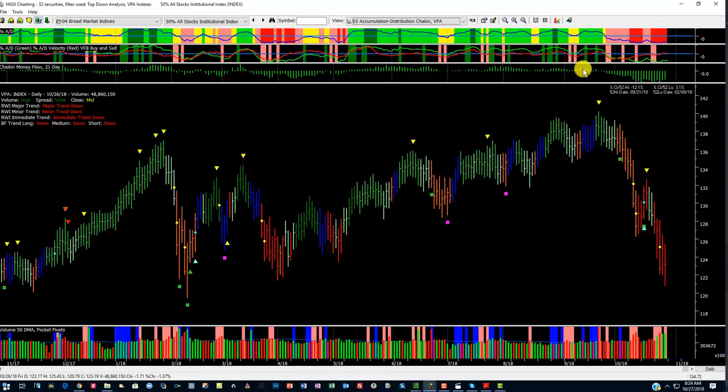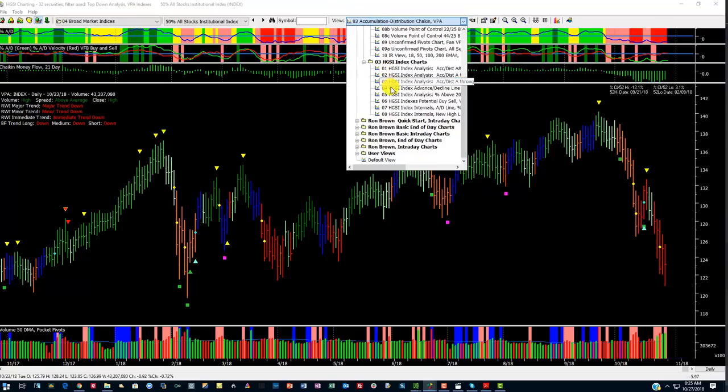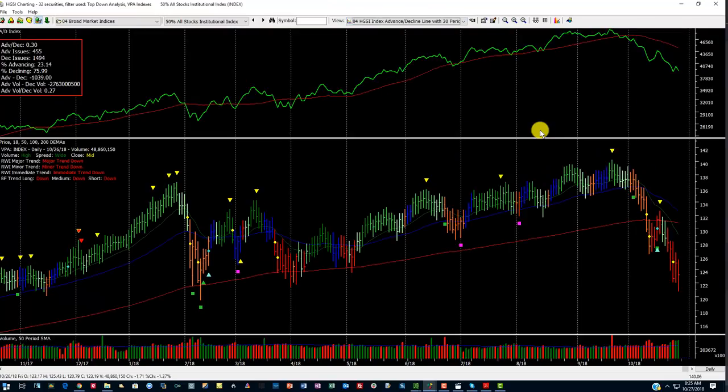This adds chicken money flow. You can see money has been flowing out of these stocks, and once again, this shows you the distribution at D or E, I'm sorry. And this is chart number four. This is the advanced decline line.